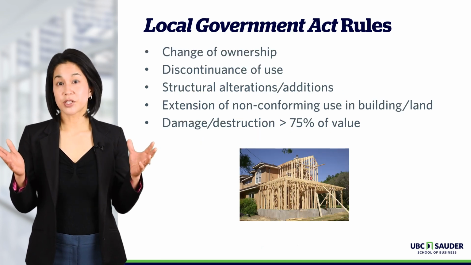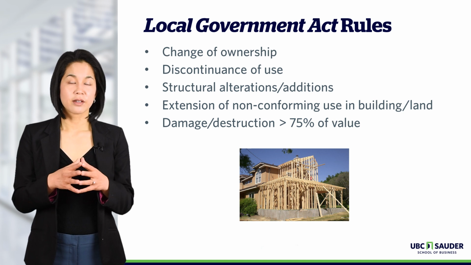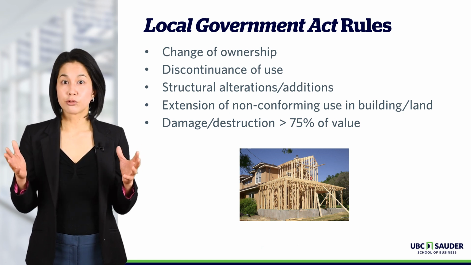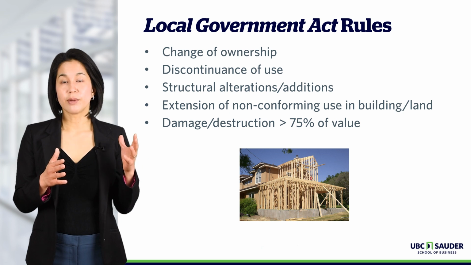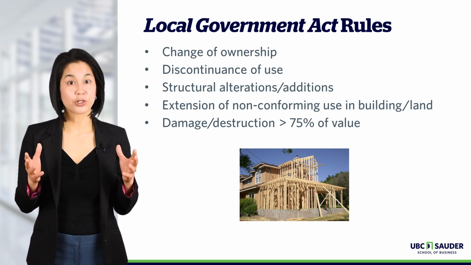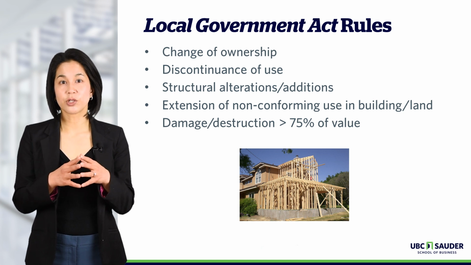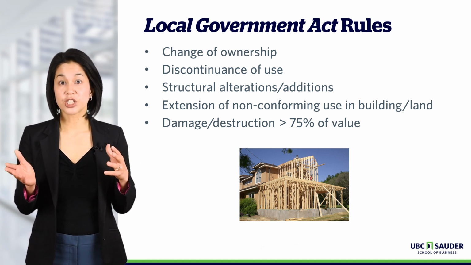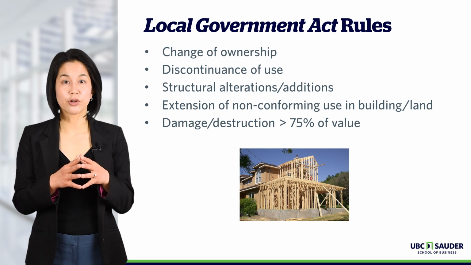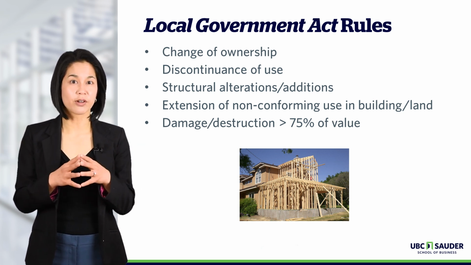Whether a property can be considered legally non-conforming is governed by the Local Government Act. Under the Act, a number of rules and conditions are imposed, including a non-conforming use may continue through successive changes of ownership, but it loses its status if the use is discontinued for a continuous period of 6 months. A structural alteration or an addition cannot be made to a building used for a non-conforming use unless this is required by law or permitted by a Board of Variance.